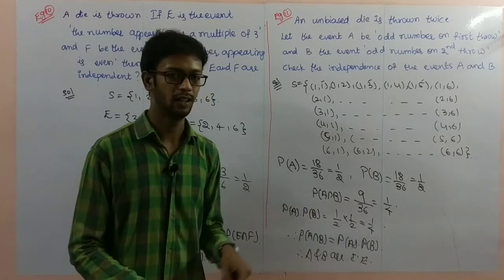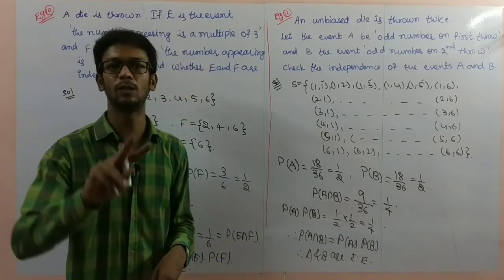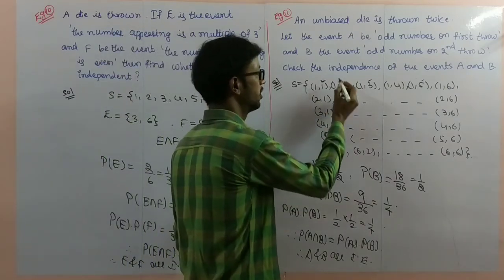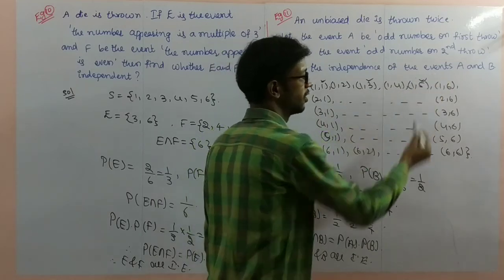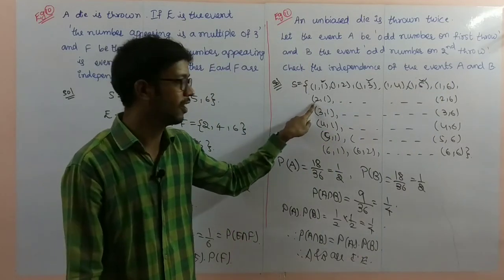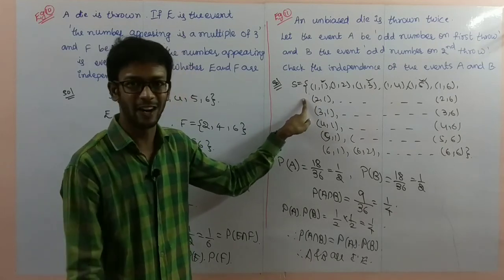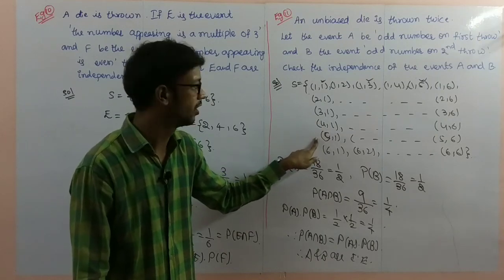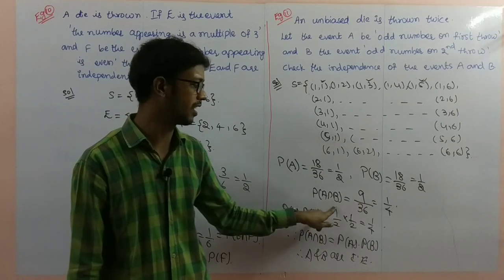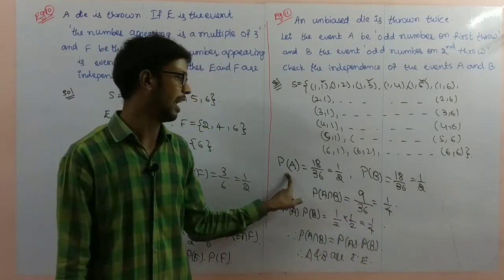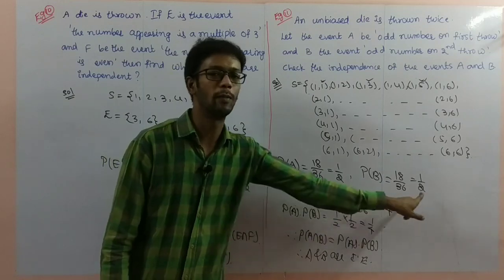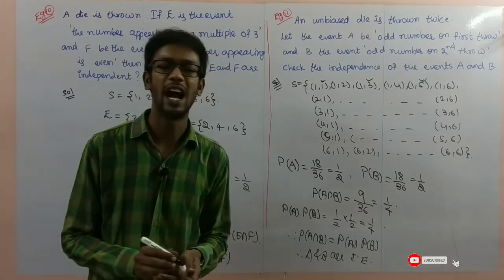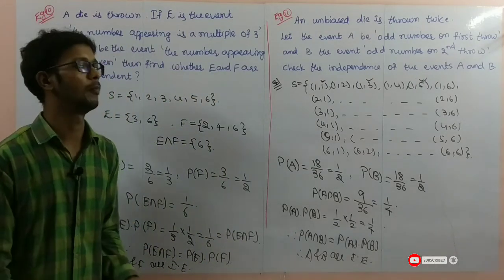Next, A intersection B. A intersection B means both are odd numbers. First one odd number and second one odd number. You observe here, first one odd, second one odd, first one odd, second one odd, first one odd, second one odd. And here the first one is even, so in this row you won't get any value. Here you will get 3 again. Here you won't get anything. Here you will get 3. 3 plus 3 plus 3, total is 9 by 36, which is 1 by 4. Probability of A into probability of B is 1 by 4. So equal. Therefore, A and B are independent events. So pause the video to note it.